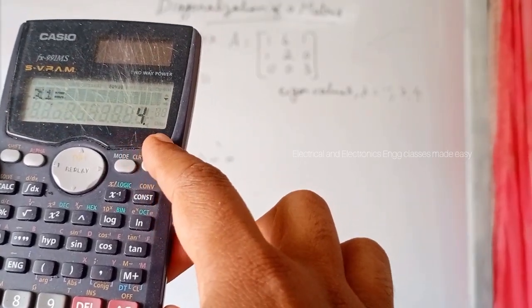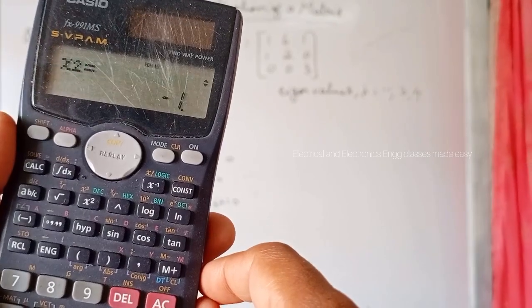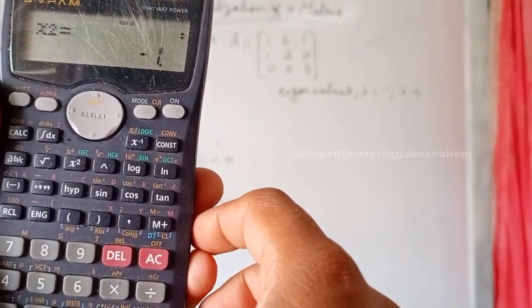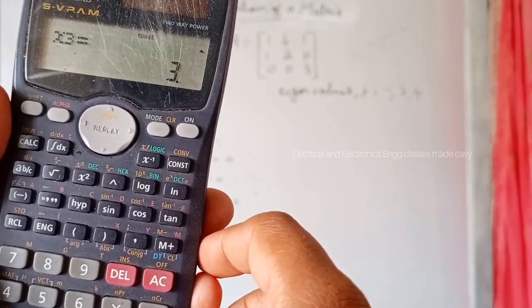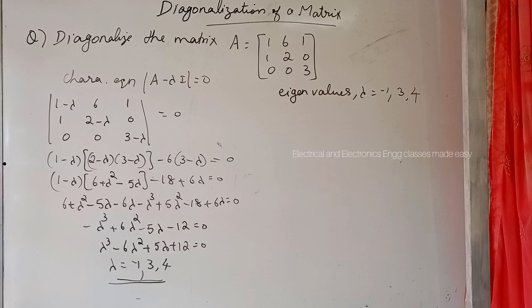So x1 is equal to 4. Then next x2 is equal to minus 1. Then x3 is equal to 3. So these are the factors of the given characteristic equation. So we will get the eigenvalues as lambda equal to minus 1, 3 and 4.